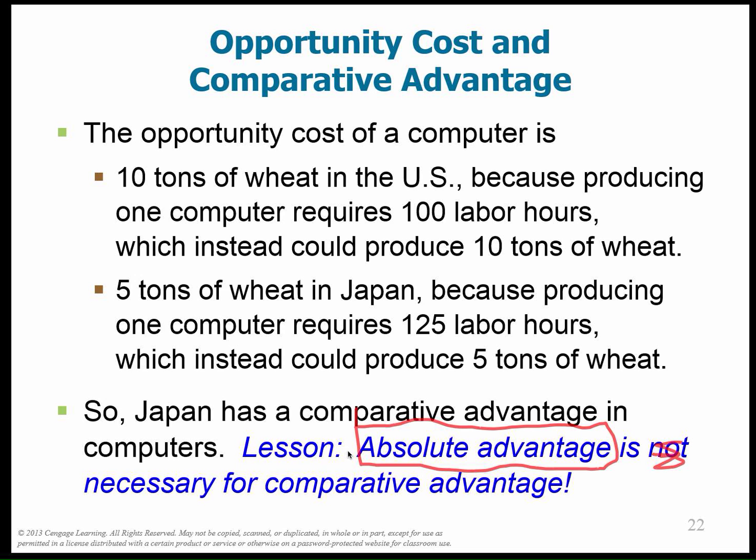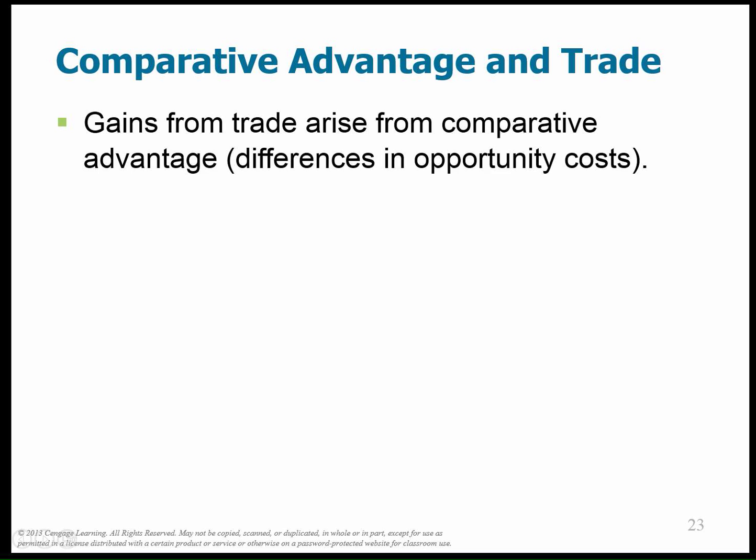This will actually never happen. A country will never have a comparative advantage in both goods. The comparative advantage is always split. One country has one comparative advantage and the other country has the comparative advantage in the other good. Very important to remember. Okay?